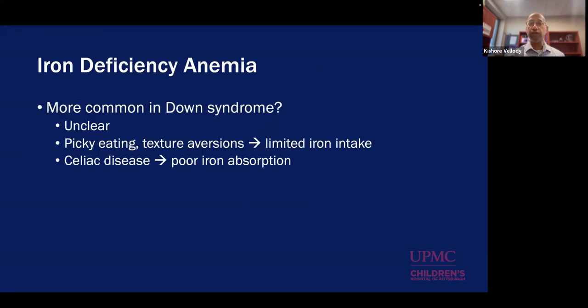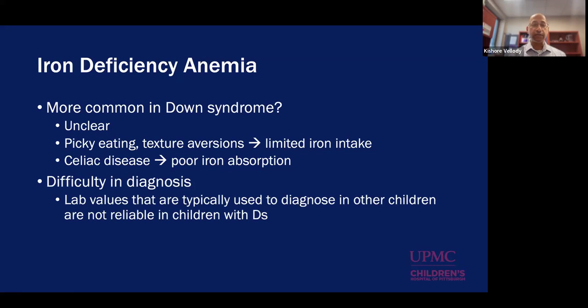We see more iron deficiency in people with Down syndrome. We're not exactly sure why that is. Maybe it's picky eating, texture aversion type things that we can see in our patients, that maybe they're not eating as many green leafies as they probably could or should. Maybe they have celiac disease, which is more common in Down syndrome, and maybe they're not absorbing iron because of celiac disease, which is definitely something that can happen.